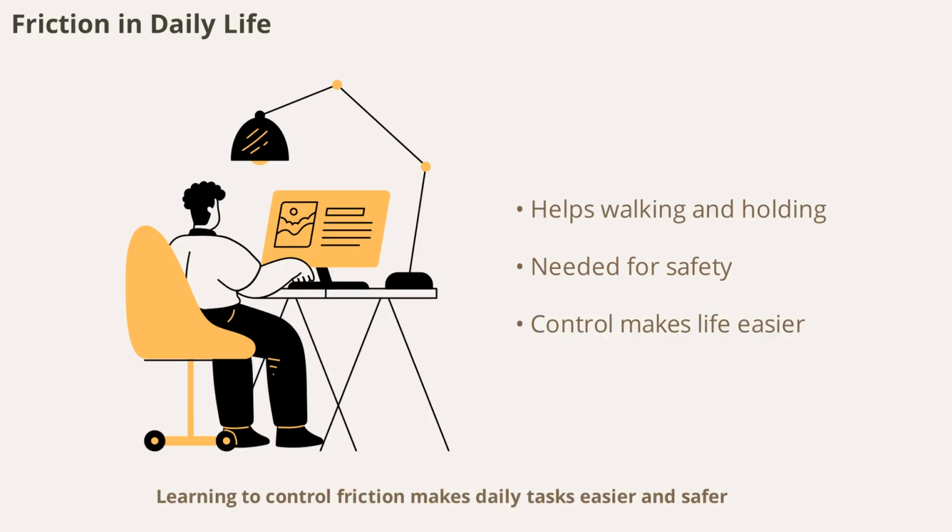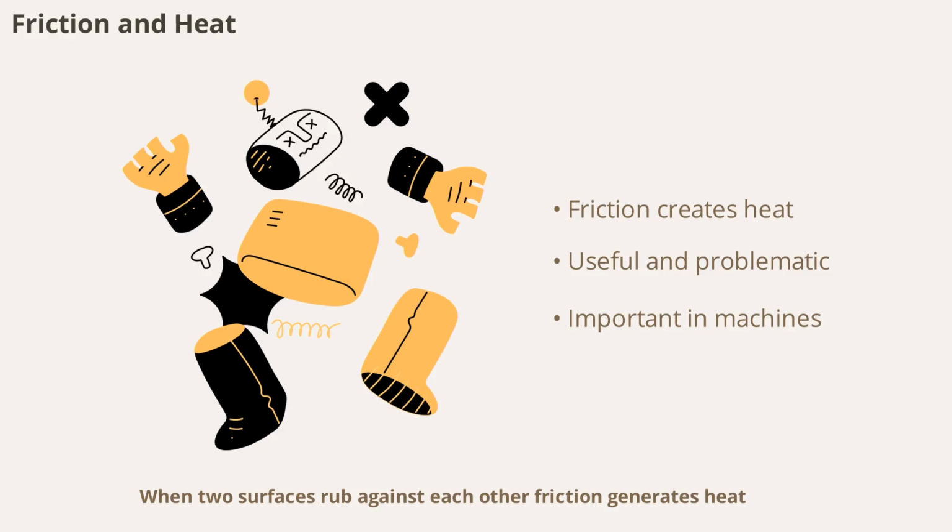Learning to control friction makes daily tasks easier and safer. When two surfaces rub against each other, friction generates heat. This is why your hands warm up when you rub them together, or why car brakes get hot after stopping. While this heat can be useful, it can also cause problems like overheating in machines. Managing friction and heat is important in many industries.